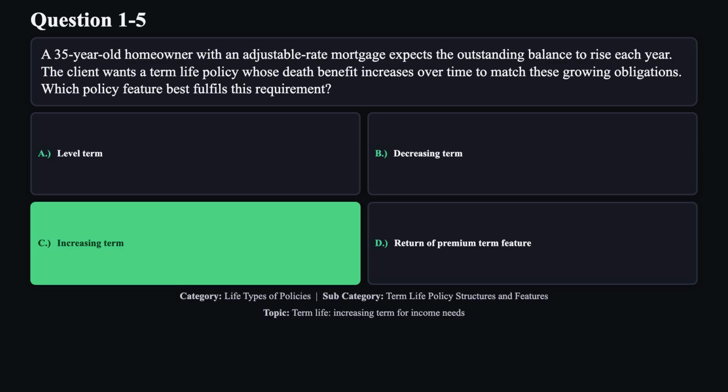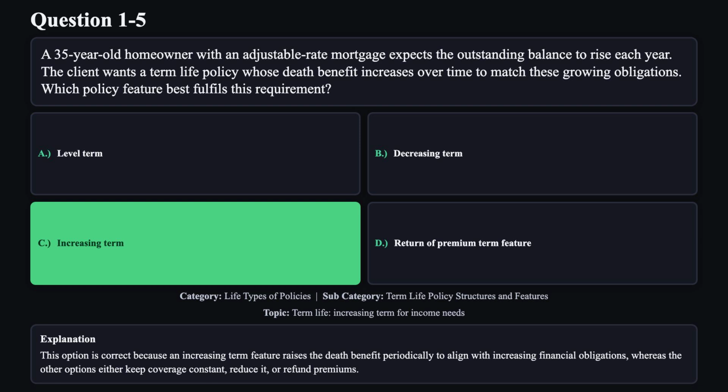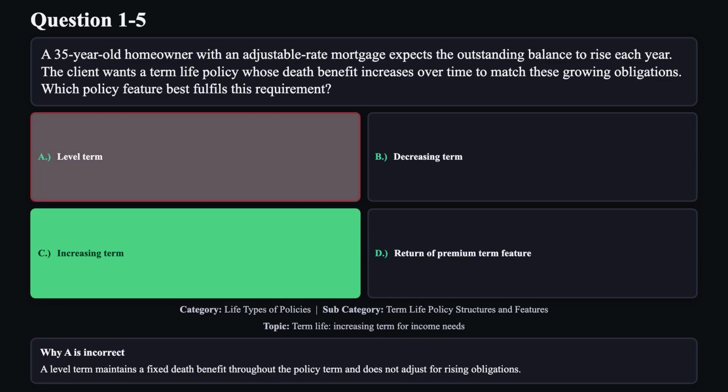The correct answer is C. This option is correct because an increasing term feature raises the death benefit periodically to align with increasing financial obligations, whereas the other options either keep coverage constant, reduce it, or refund premiums. Reason A is not correct. A level term maintains a fixed death benefit throughout the policy term and does not adjust for rising obligations.